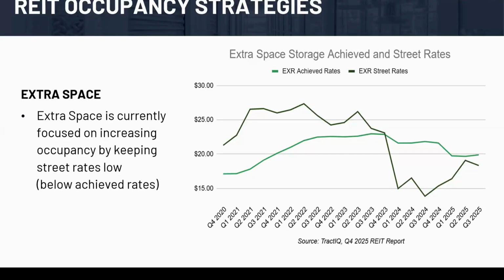So you can see there was a pretty big gap between street versus achieved rates back in 2023, 2024, and it caused all sorts of issues from underwriting to operations. But this was a strategy employed to make sure occupancy, physical occupancy, was maintained.